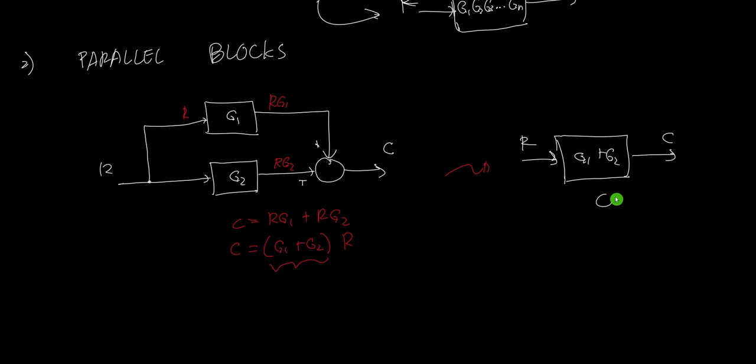Why? Because if we solve for C here, we just multiply these two, R times G1 plus G2. And it's just the same thing. So the equivalent of these complicated parallel blocks is this one, G1 plus G2. If you have another block somewhere here at the bottom, G3, then you also add them. So you add them all, G1 plus G2 plus G3. You multiply it with the input R, then that will be our output C. That's the parallel blocks. That's how we simplify parallel blocks.